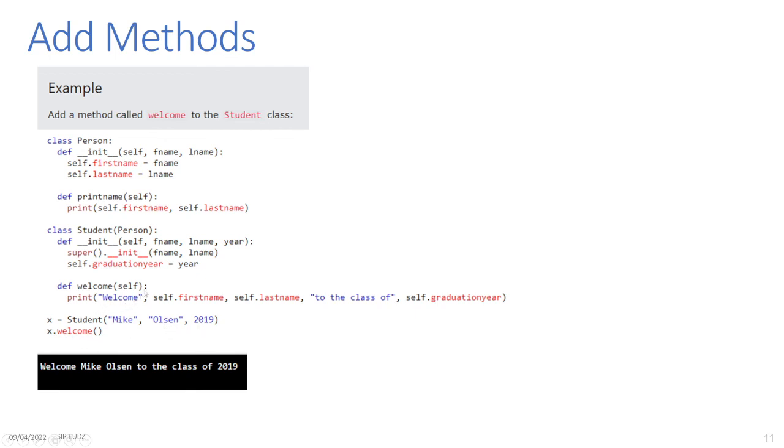This will execute this method. So it will print welcome Mike Olson to the class of 2019. So we have added methods, and in this example we now have two methods for the student class.